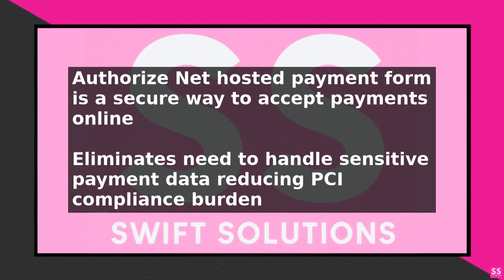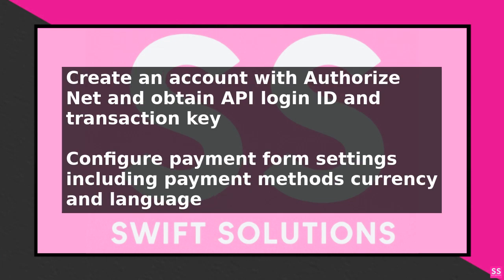To get started, you will need to create an account with Authorize.net and obtain an API login ID and transaction key. These credentials will be used to authenticate your requests to the Authorize.net server. Next, you will need to configure your payment form settings, including the payment methods you accept, the currency, and the language. Once you have configured your settings, you can generate the hosted payment form URL, which will be used to redirect your customers to the secure payment page.